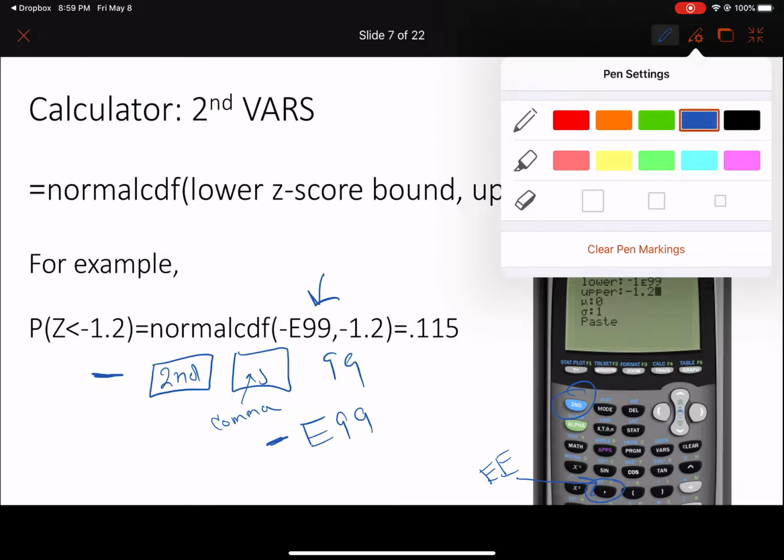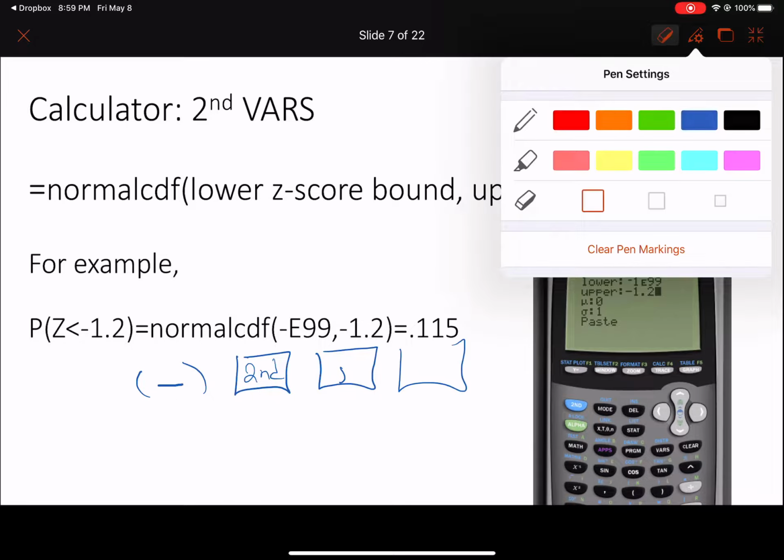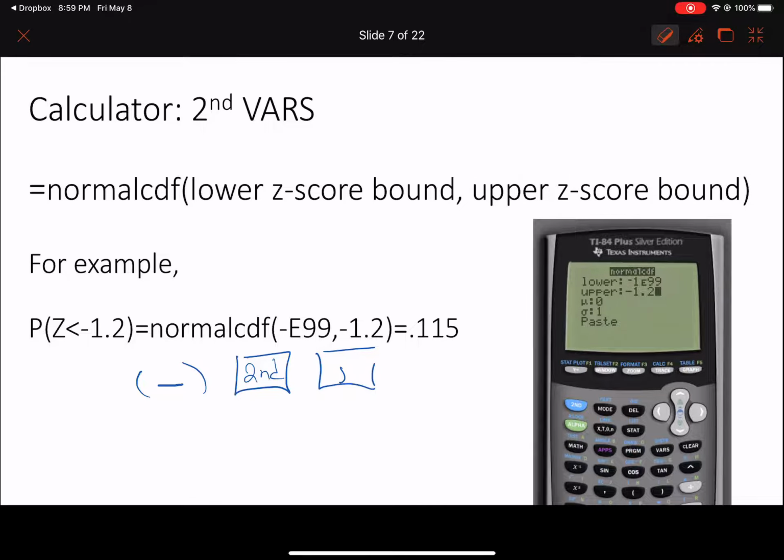So once again, let me write this again. So negative, which is that little key at the very bottom that looks like this, second comma 99. Okay, and then my upper value, because I want less than negative 1.2, my upper value would be negative 1.2. Remember, the mu and standard deviation are 0 and 1.